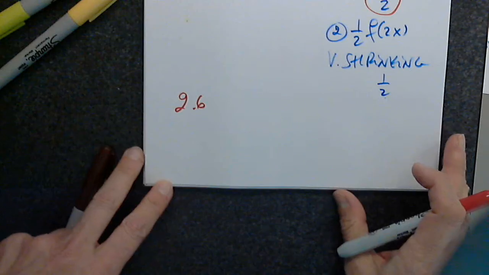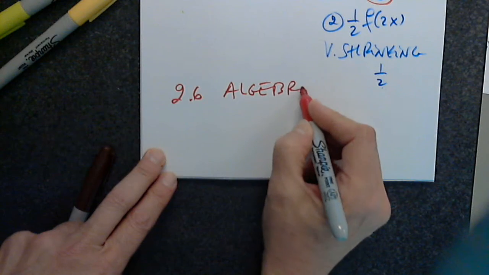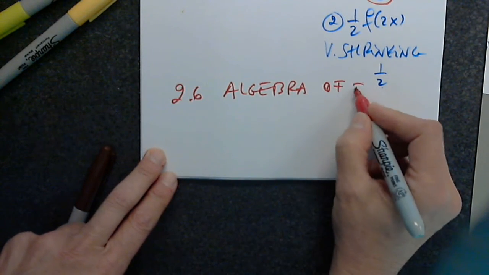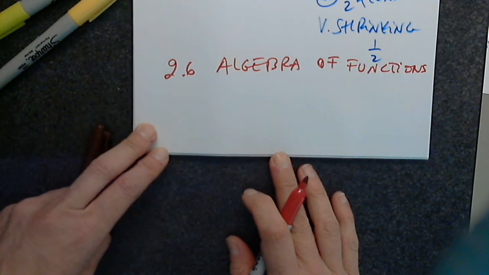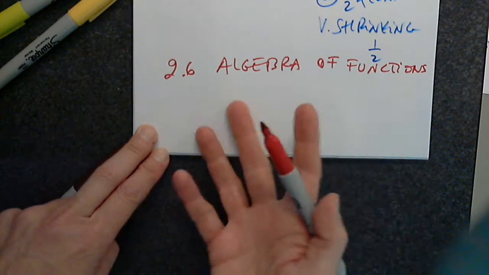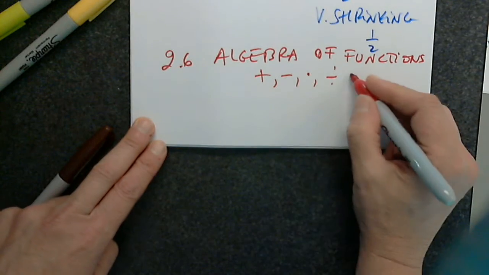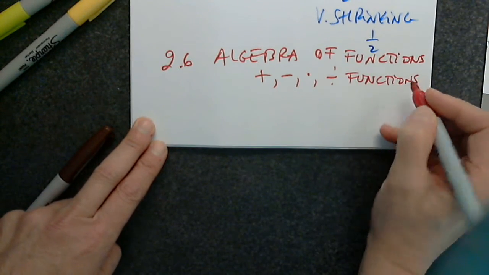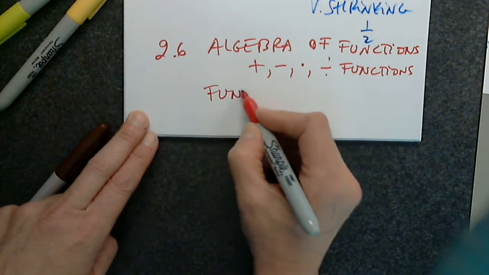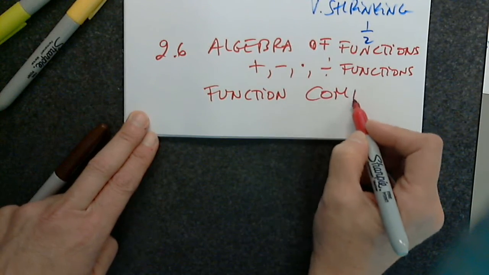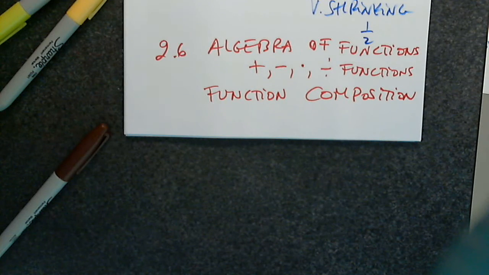2.6 is a review. However, we're going to go over everything. Number 1 is the algebra of functions. That's the first topic. And the second topic, well, what is algebra? Adding, subtracting, multiplying, and dividing functions. And the other option of creating new functions is called function composition. So we have 5 different ways of creating new functions.